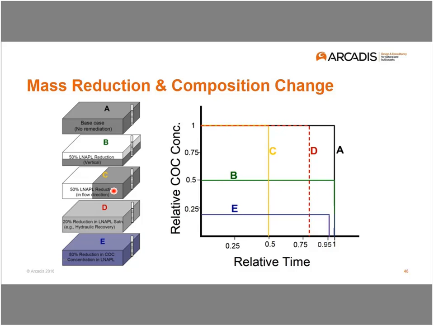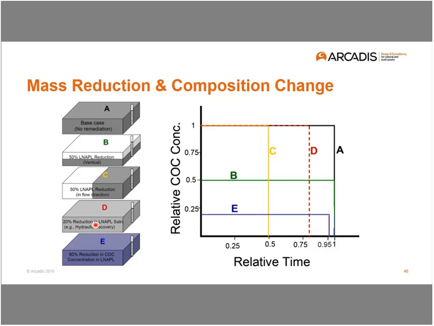If I go to case C here and say I'm able to dig out half the LNAPL body, but half of it's underneath the building and I can't get to it, well, then I've got incident groundwater flow here and the electron acceptors that come with it, and that is going to reduce the time that it takes natural depletion to take care of this LNAPL body, but it's not going to change the concentration.